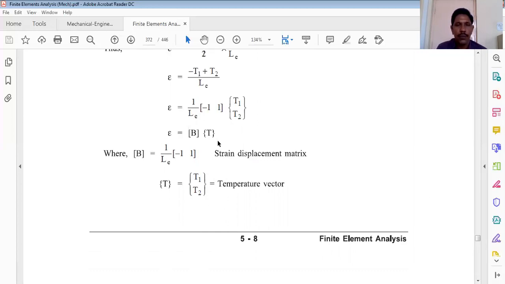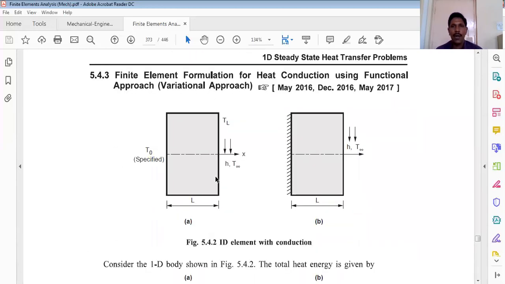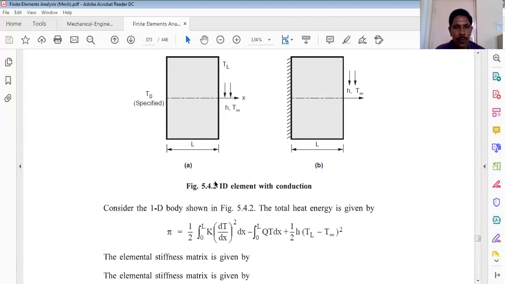So epsilon is equal to B into T in case of thermal problem. So these equations absolutely remain the same as those of the structural problem. The only thing, I repeat again, is that here the field variable is temperature, whereas in the structural problem the field variable is the displacement. So let us try to have the finite element formulation of heat conduction using the functional approach or variational approach.